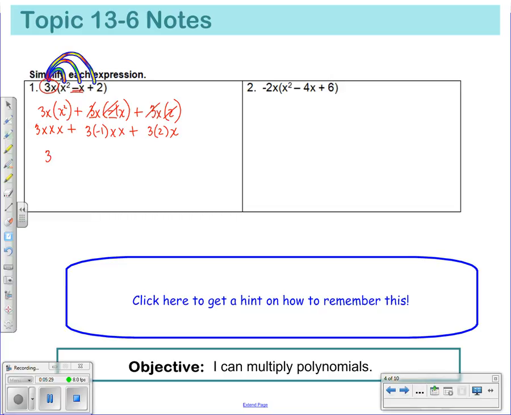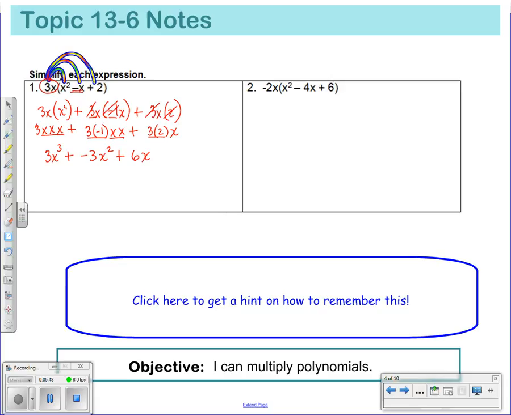Our first term, we have 3, and then we have 3 x's, so it would be x cubed. Plus, I have 3 times the -1, that's -3, and then I have 2 x's, so that's x squared. Plus, 3 times 2 is 6, and I just have 1 x.